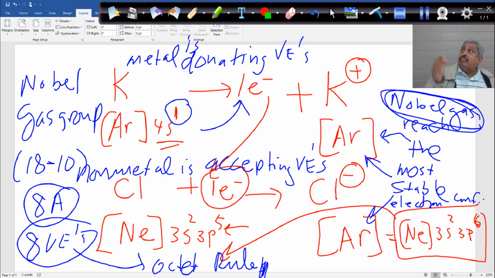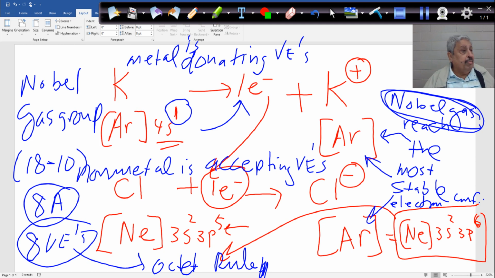Because the 8A, noble gas group, or group 18, is the most stable group in the whole periodic table of the elements. Those are the only elements that are very, very stable, chemically really inert. And this is what we call the octet rule. So what is the octet rule?